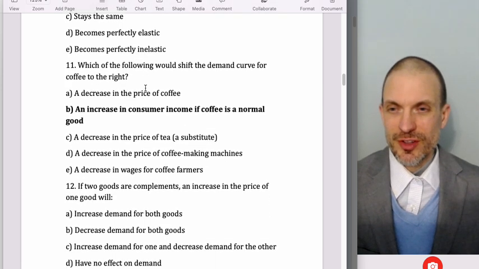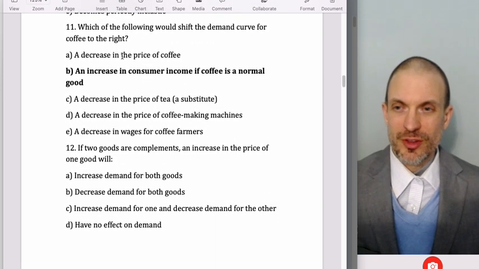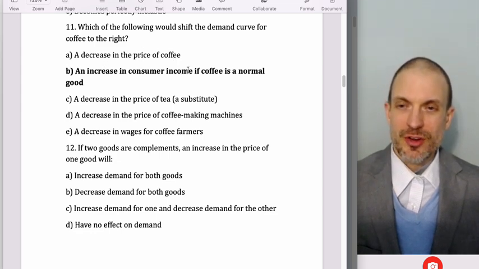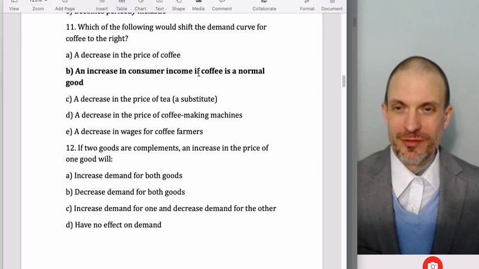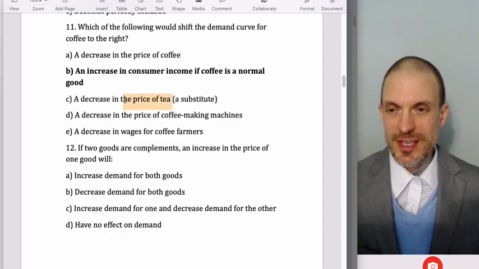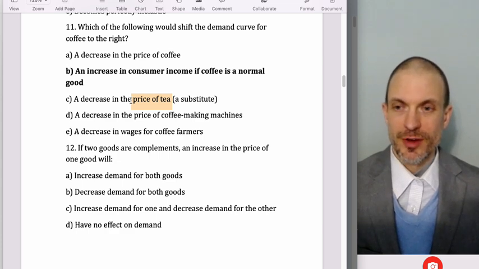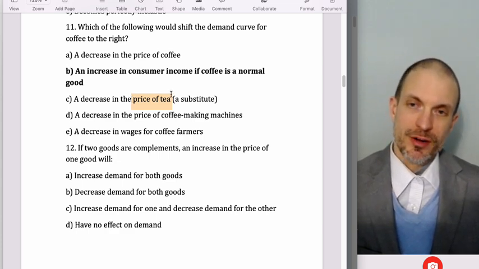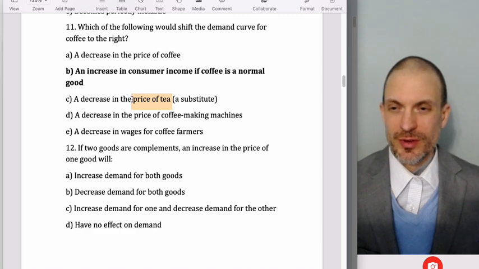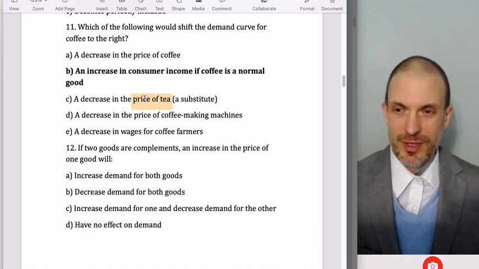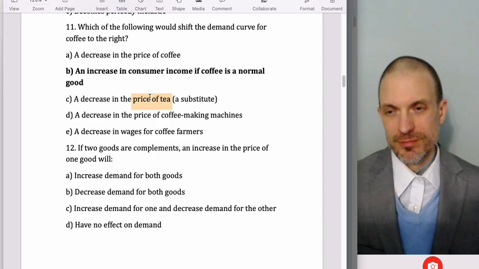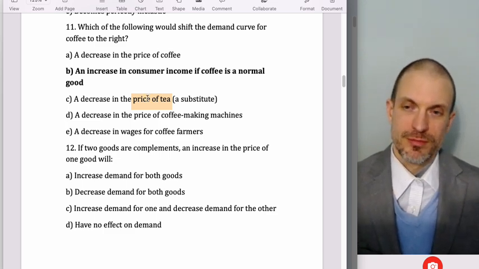Which of the following would shift the demand curve for coffee to the right? A decrease in the price? Nope, that would be a movement along the demand curve. That'll be a change in quantity demanded. An increase in consumer income if coffee is a normal good? Yeah. A decrease in the price of tea. Well, this is a demand shifter, but if we get a decrease in the price of tea, in the market for tea, we'll get an increase in quantity demanded by virtue of the law of demand. And then in the market for coffee, we'd get actually a decrease, a shift to the left, because the increase in quantity demanded would mean people would buy more tea, other things equal, and therefore less coffee.